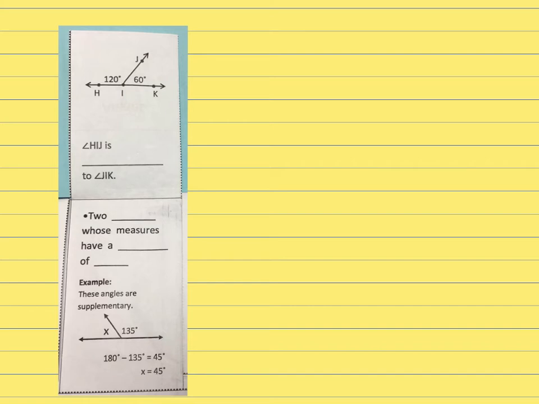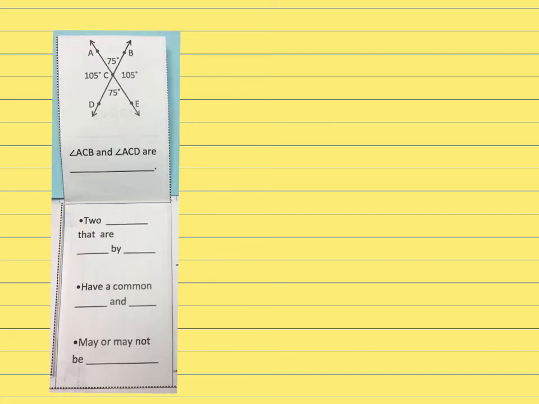The second flap is the one that said supplementary. So it says angle HIJ. So HIJ is supplementary to JIK. I'm going to write supplementary. In this one, it's going to say two angles are supplementary if their measures have a sum of 180 degrees. And then there's an example at the bottom.